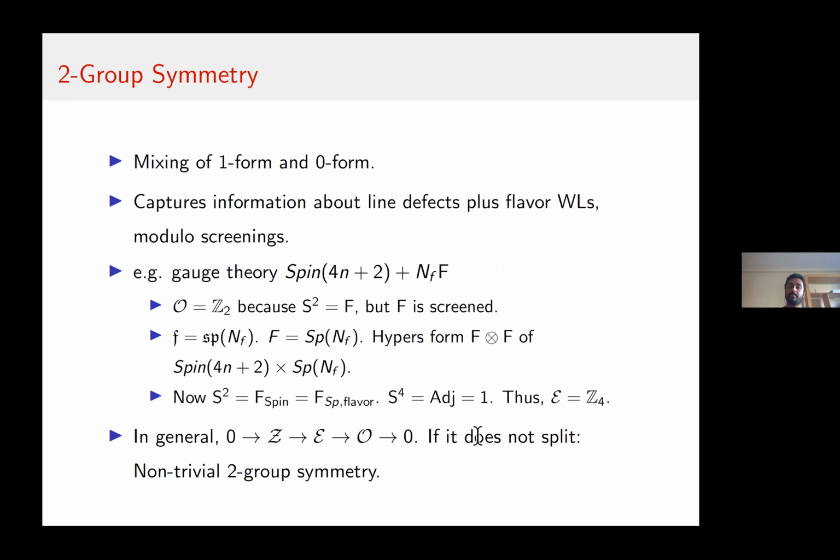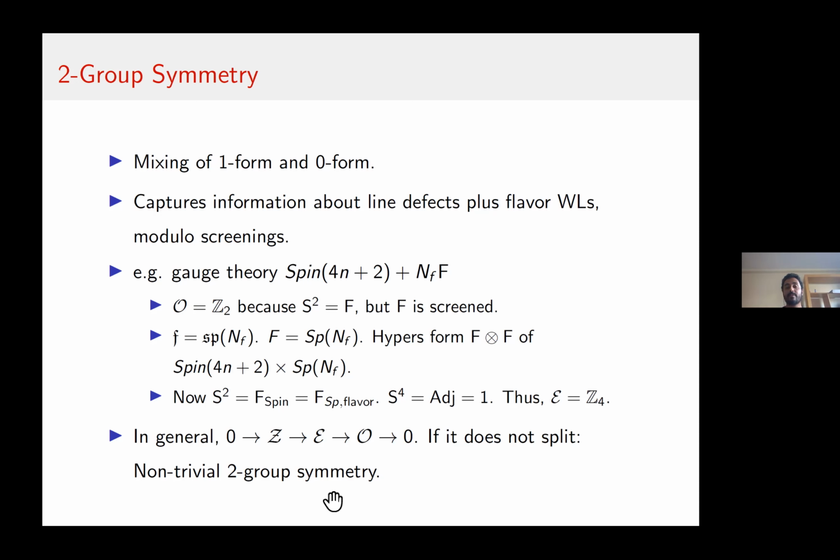Now I'm going to talk about 2-group symmetries of 5D SCFTs, and these are mixings of 1-form and 0-form symmetries that we discussed earlier. In terms of the properties of the theory, it captures local and extended operators. It captures information about line defects and flavor-Wilson lines together. You consider the set of line defects plus flavor-Wilson lines, and you mod it out by screenings.